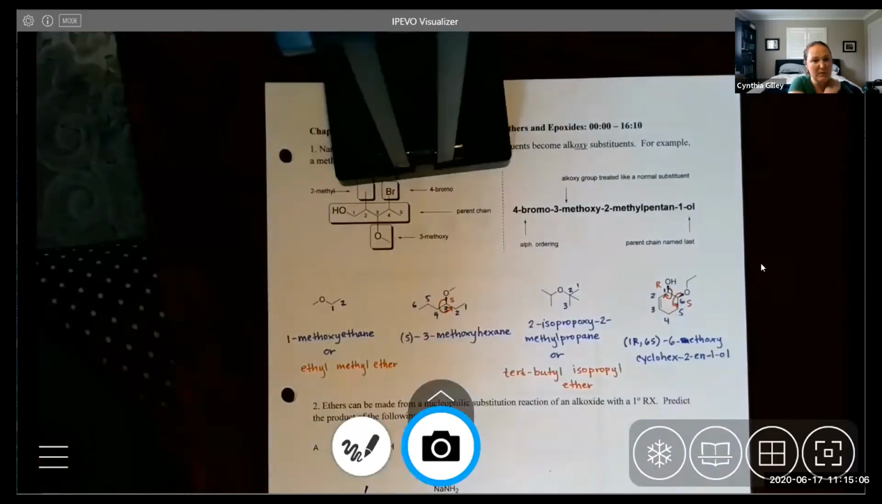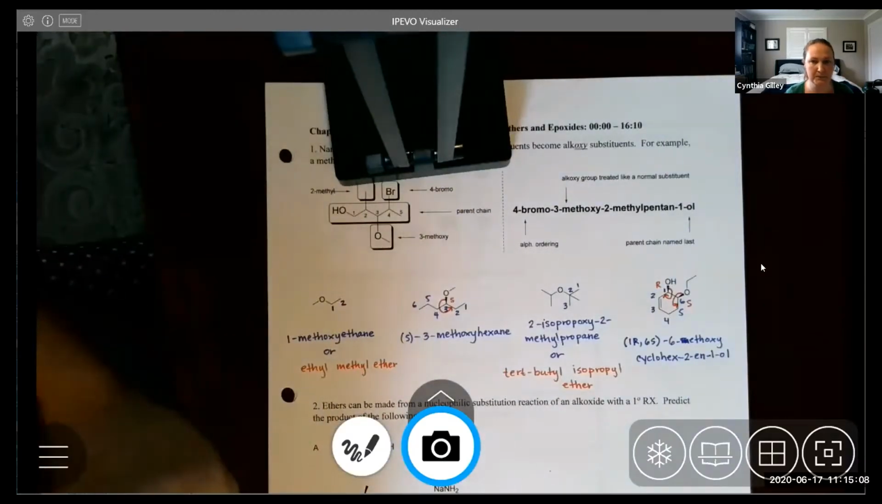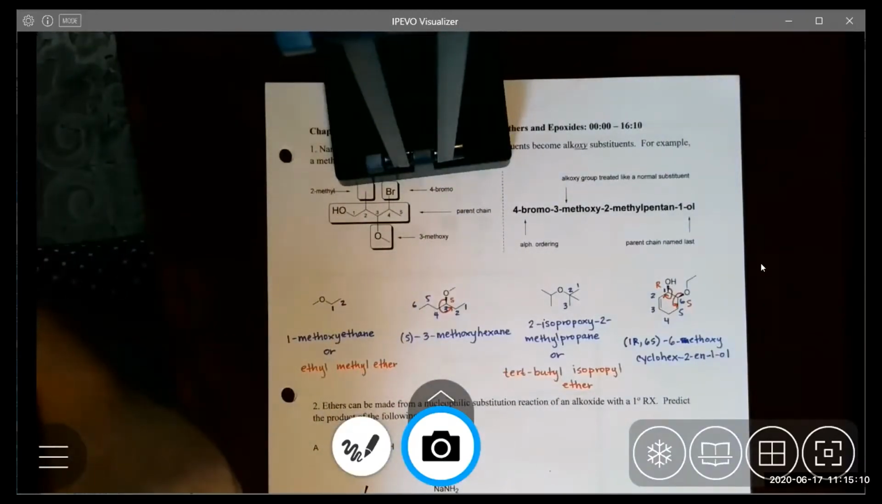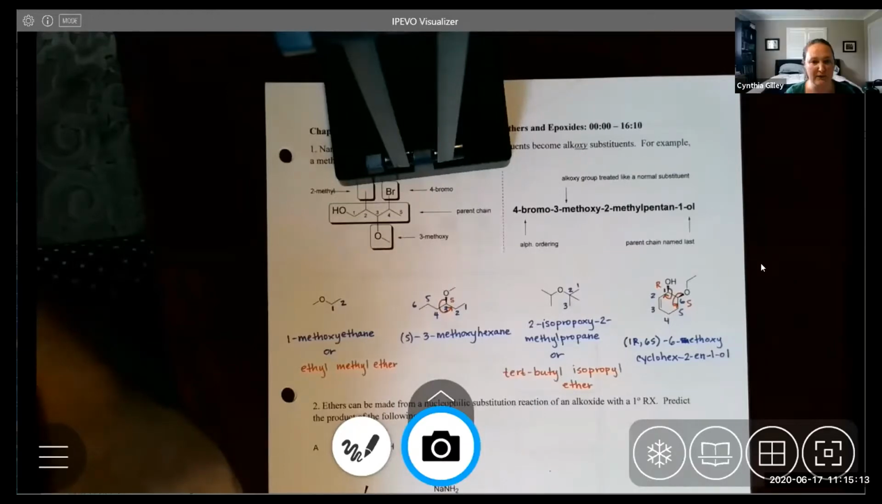Any questions with nomenclature before we move on? Do you have to put the 1-ol, or can you just say, you know? You don't have to. Yeah. Anytime there's a 1, it's technically optional.